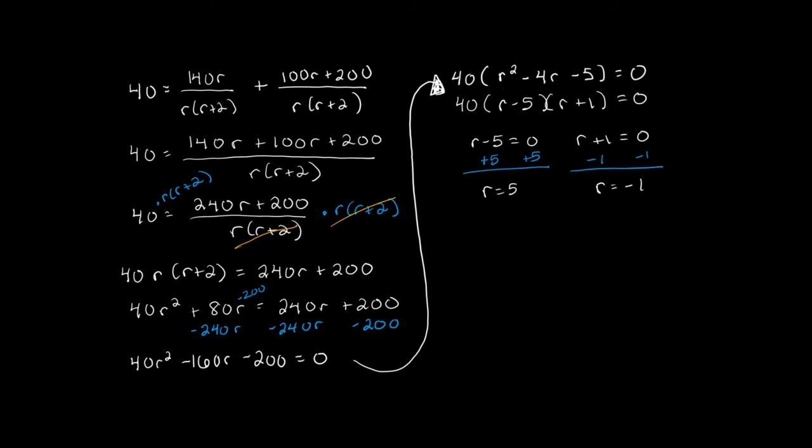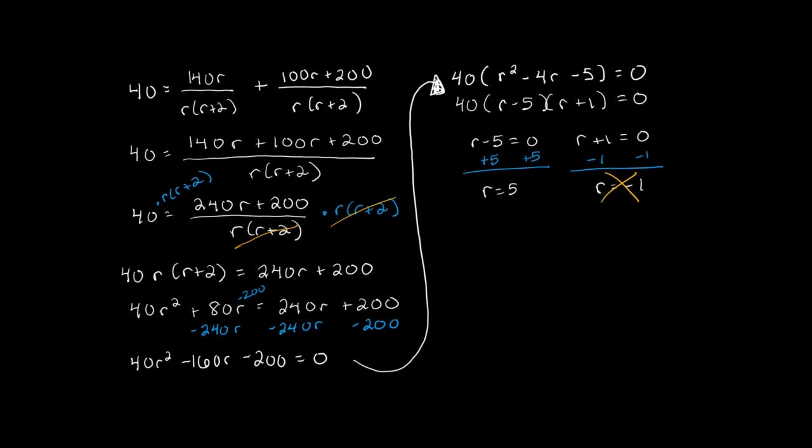So we got two answers, but this is a real problem and we need to think about what makes sense. R stands for the speed. We have a positive number 5, in feet per second, but we also got a negative. That negative doesn't make sense because you can't go a negative speed. So we can rule out the -1 because it just doesn't make sense. So our answer is 5 for r.